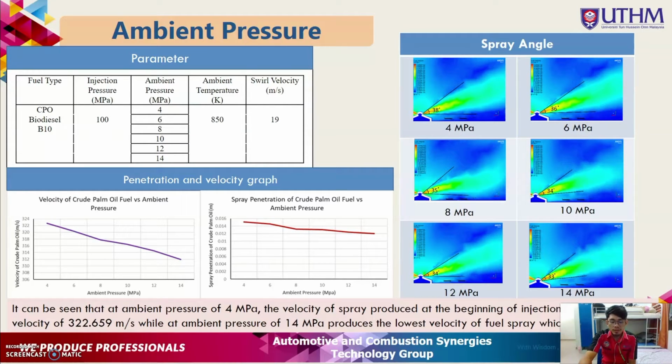We can observe the trend of the angle from the picture. On the right picture, we can see that the 4 MPa case has the largest angle compared to the other parameters. Due to the loss of momentum at the early stage of the injection, the increase in pressure in the combustion chamber creates a smaller spray angle.